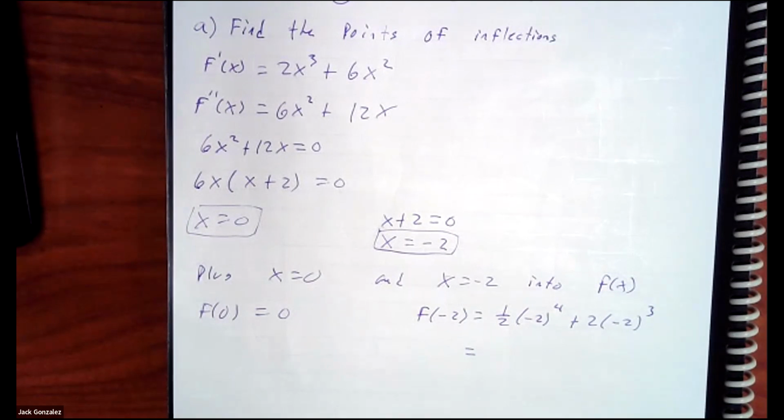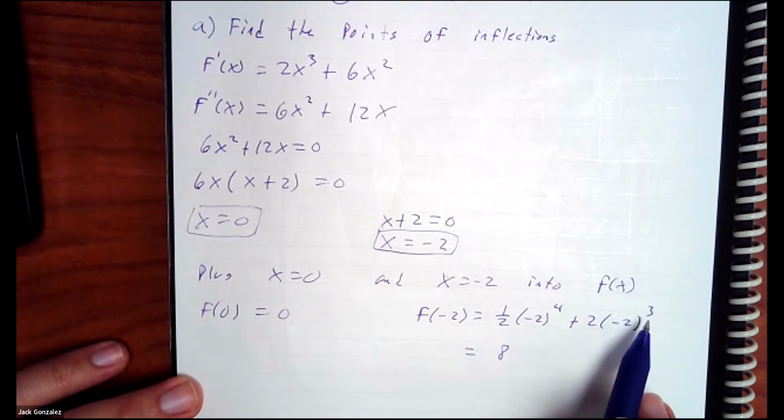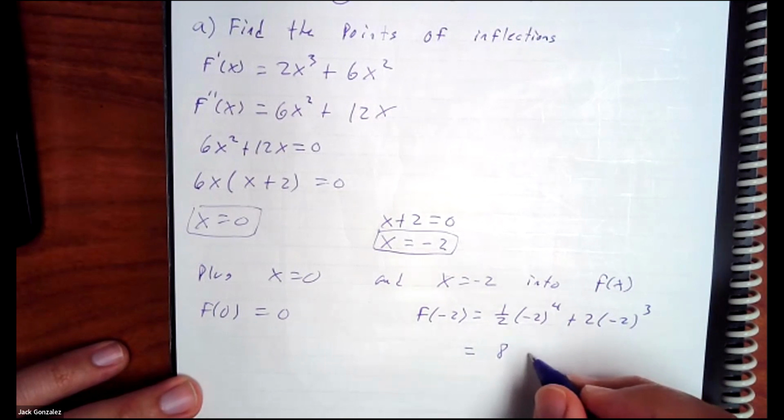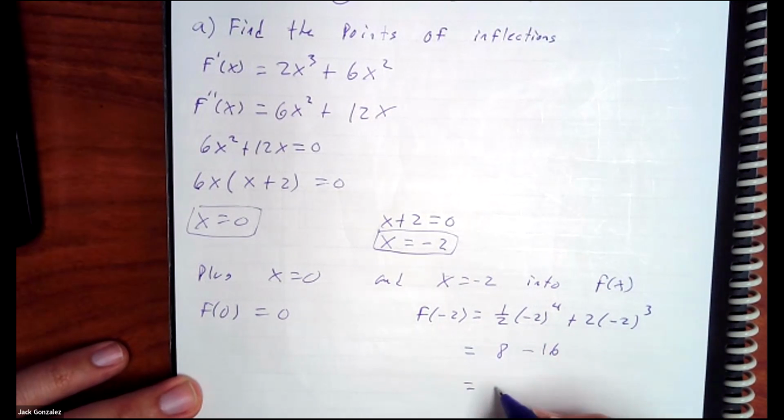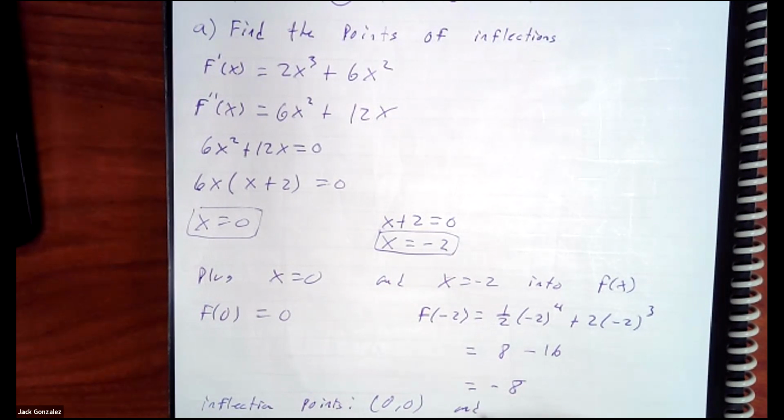-2 to the 4th, that's what? 16, times 1/2 is 8. This would be 16 - 8. So the inflection points would be (0, 0) and (-2, -8).